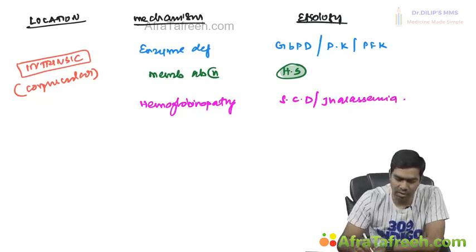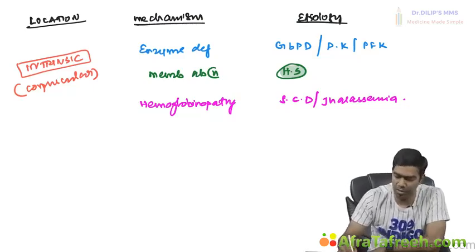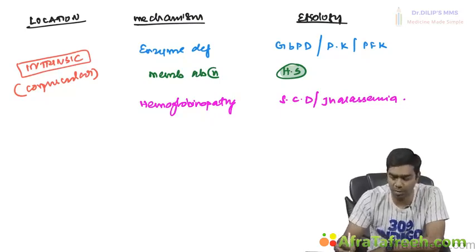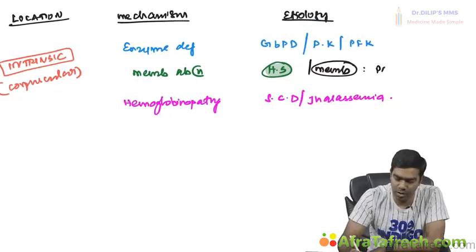Another example of membrane abnormality I have not written here is spur cell anemia. You have something called spur cell anemia or PNH. Other membrane abnormalities you can write are paroxysmal nocturnal hemoglobinuria and liver disease causing spur cell anemia.